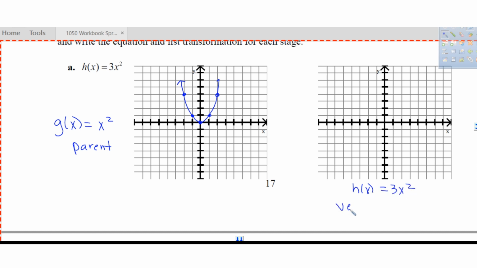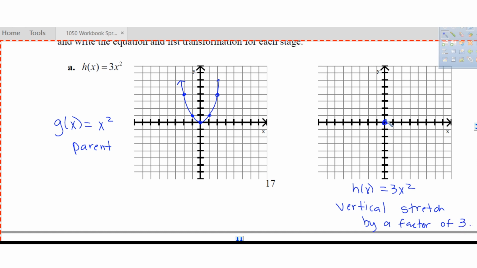I need everybody to write the word vertical, V-E-R-T-I-C-A-L, not L-E. Lots and lots of people spell that wrong. It's an A-L. Is that a vertical stretch, or is it a vertical shrink? What is it? It's a stretch. It's a vertical stretch by a factor of 3. Okay, that's the wording you have to put.